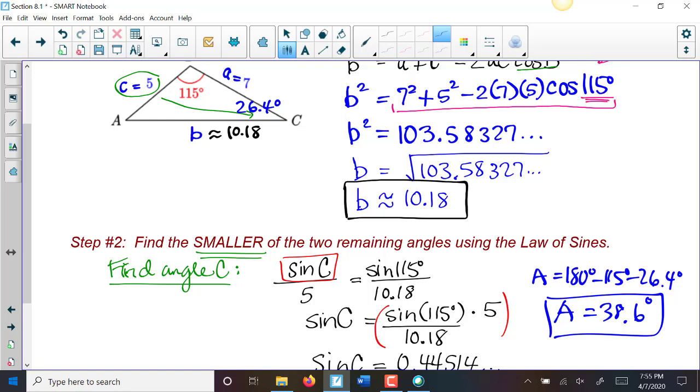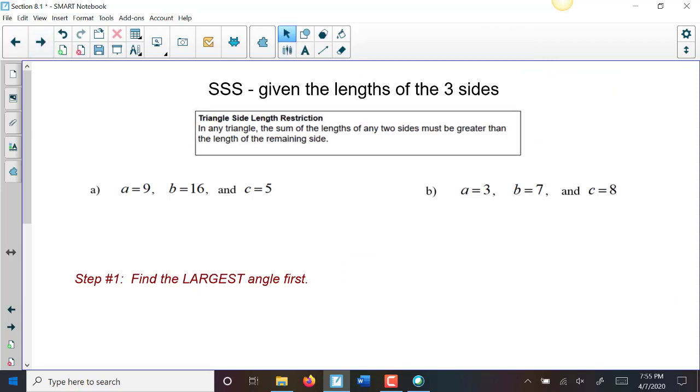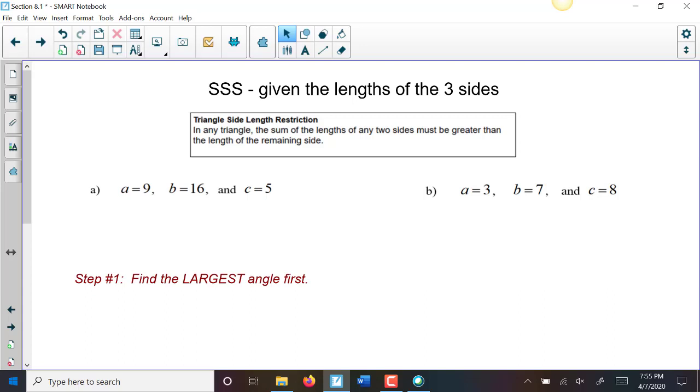Okay, now let's look at the other situation. What if I'm given the measures of three sides, which means I'm going to have to use law of cosines to find an angle. Now, one thing we have to check first of all is the three values that they give us for the sides. Will it actually make a triangle? Okay, so there's this triangle side length restriction.